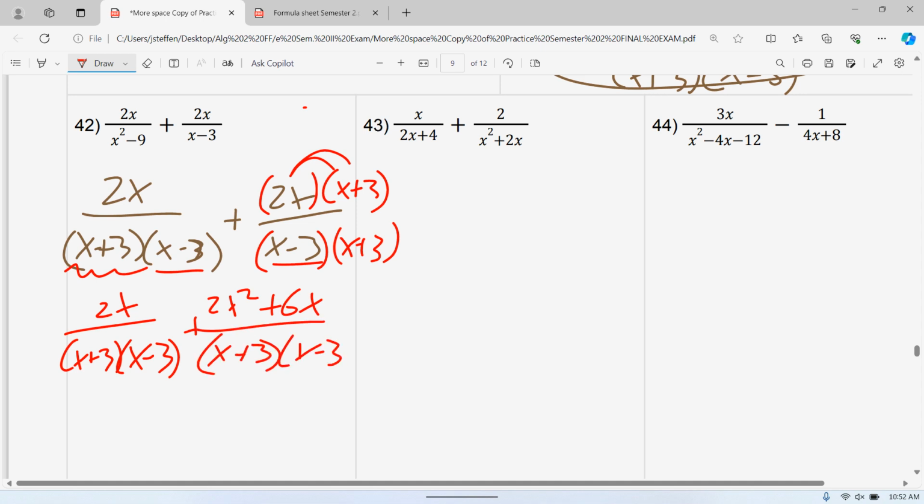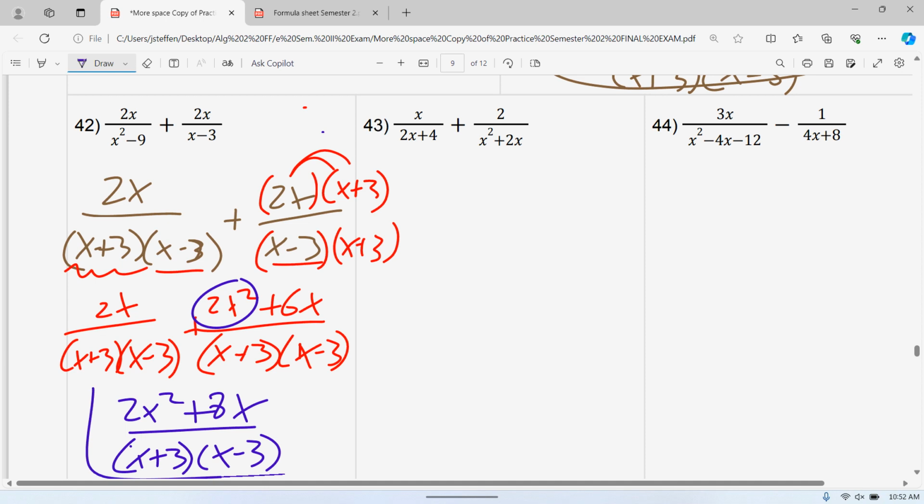Again, the denominator should be the same. Doesn't matter which order you write it. So your final answer, your denominator, is that common denominator, x plus 3, x minus 3. Your numerator now, you just combine like terms. So the 2x squared doesn't combine with anything. 2x plus 6x is 8x. So that then is your answer.